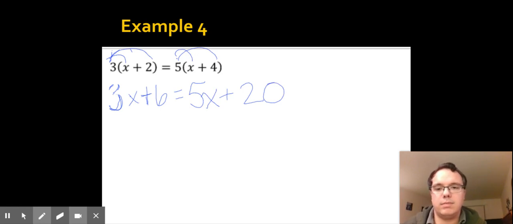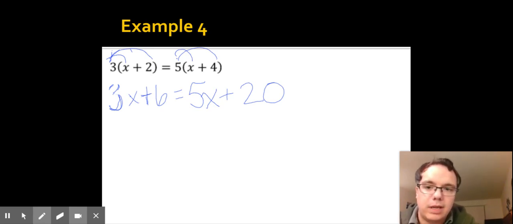Are there any like terms? Well, 3x and 6, nope. 5x and 20, nope. So we are simplified. Now getting the variable on one side, again, I have two choices. I can subtract the 3x from both sides or the 5x on both sides. I know if I subtract the 3x, I'm going to get a positive number. So I'm going to subtract the 3x from both sides. That means on the left, I'm just left with 6. On the right, 5x minus 3x is 2x. And I still have a plus 20.